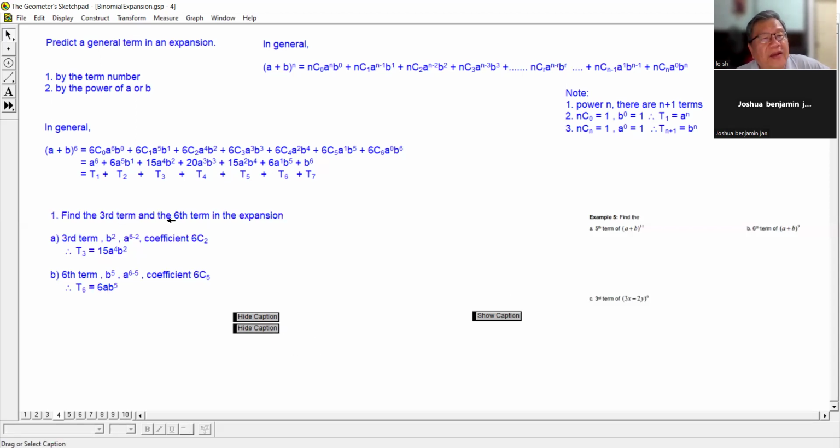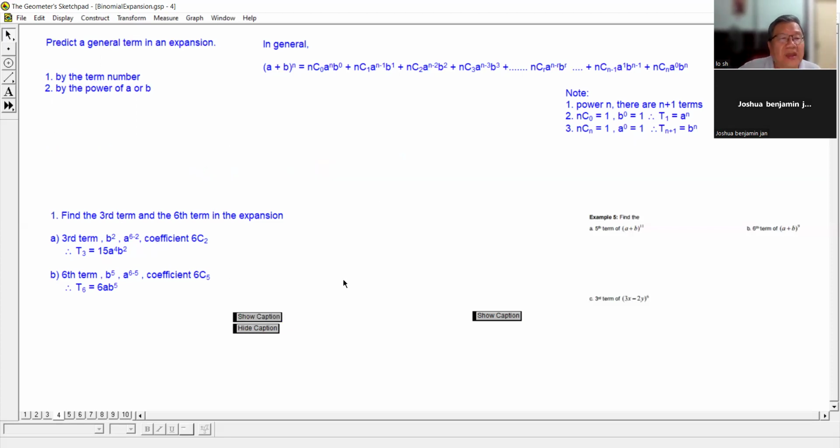Find the third term and the sixth term in the expansion of a plus b to the power of 6. They are all together 7 terms. And I want to know what is the third term. Now, the third term is which one? 1, 2, 3. This should be the third term. But without looking at what I have shown you here, do you know how to get the third term?